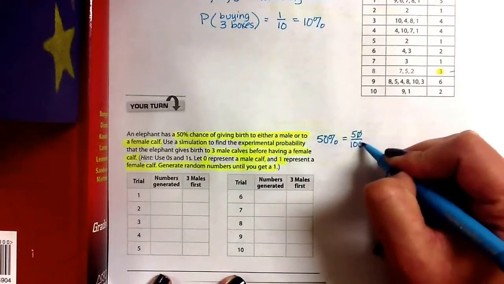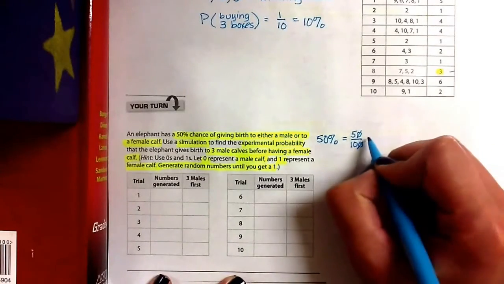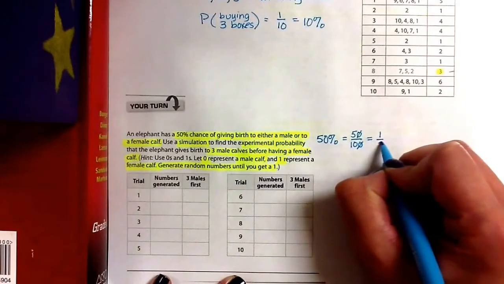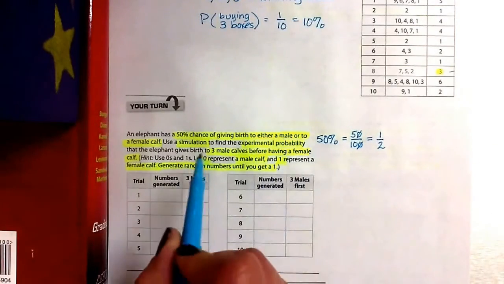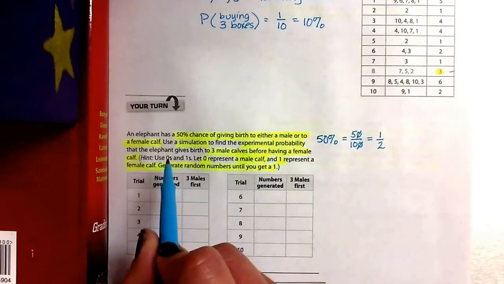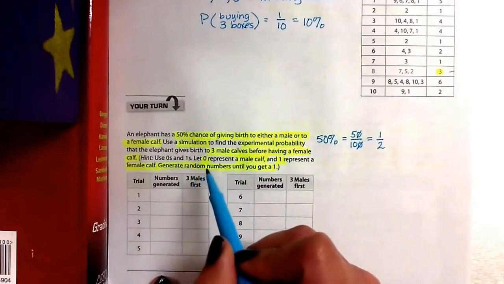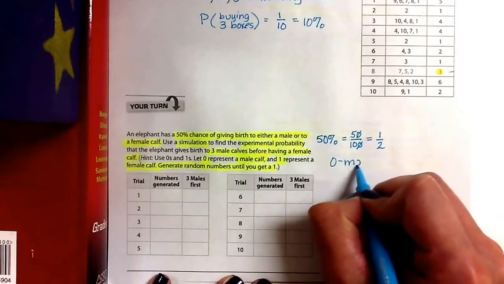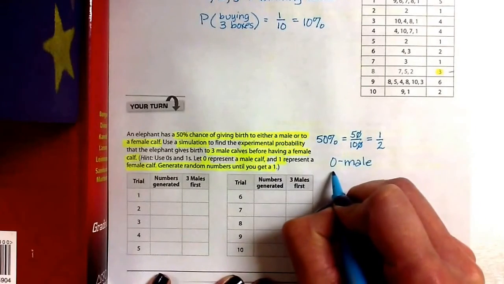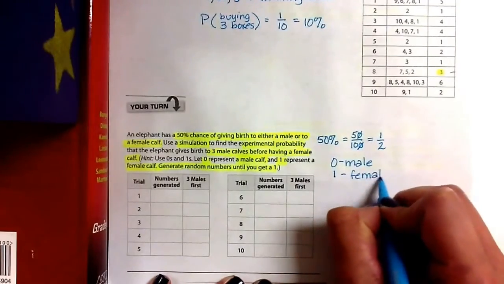Okay, when we simplify, when you have a 0 on top and a 0 on bottom, you can cross them out. So 5 out of 10 is the same as 1/2, 1 out of 2. Since it's 1 out of 2, they tell you to use zeros and ones. Those are the only numbers you're trying to generate, zeros and ones randomly. The 0 is going to represent a male calf, and every time you get a 1, that's going to represent a female calf.